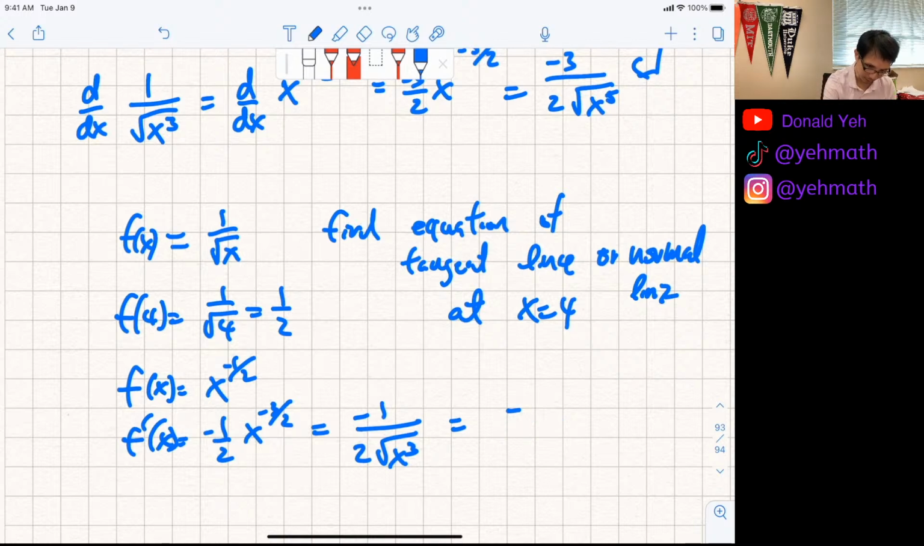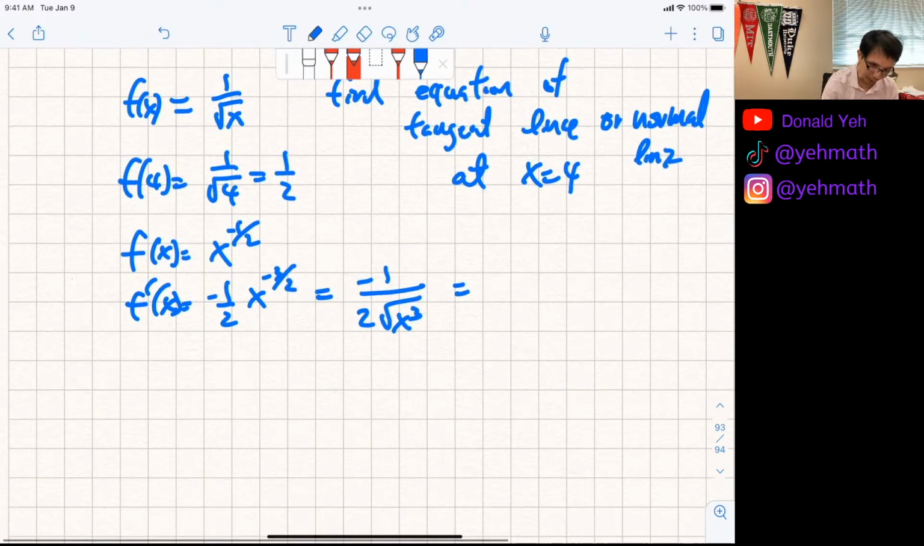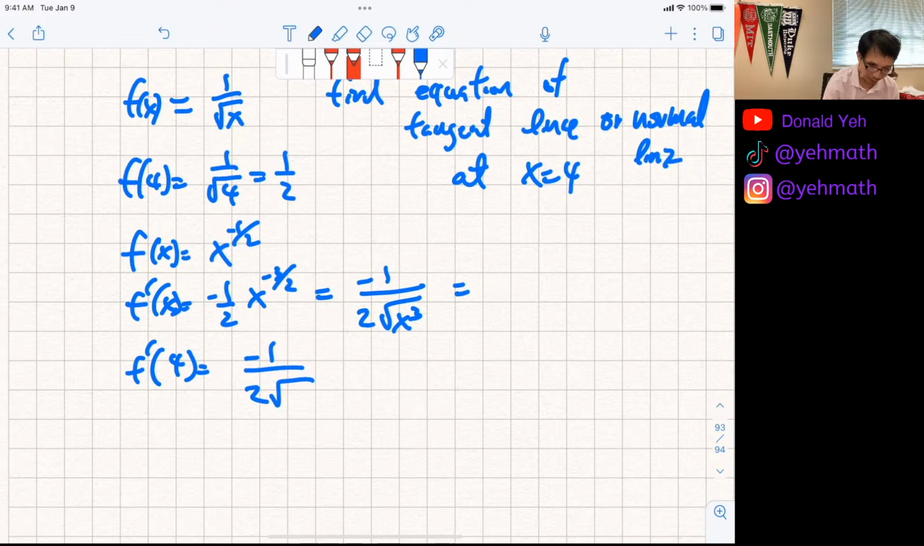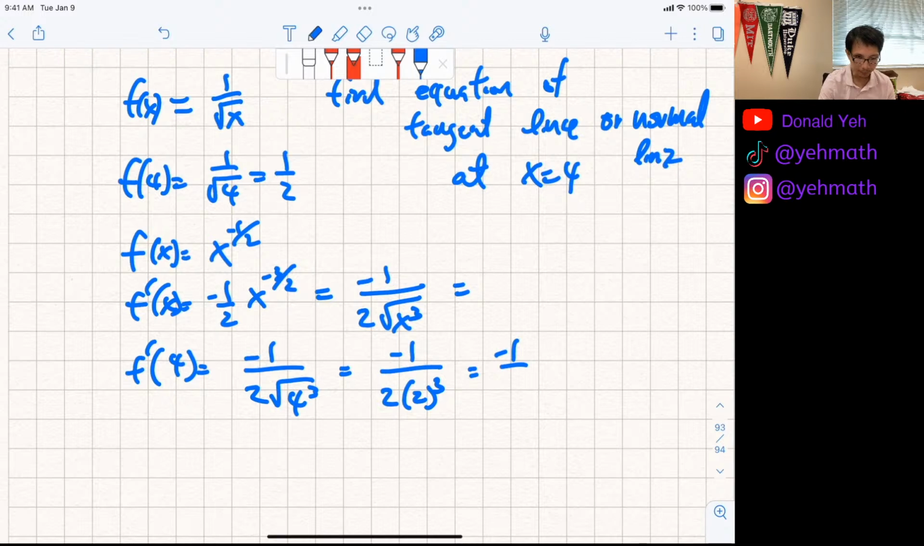So I'm gonna evaluate this. So f prime of 4 is equal to negative 1 over 2 square root of 4 to the third. Now, do I do 4 to the third first or do I do square root first? Square root first. Good. So be negative 1 over 2 times 2 to the third. So be negative 1 over 32.